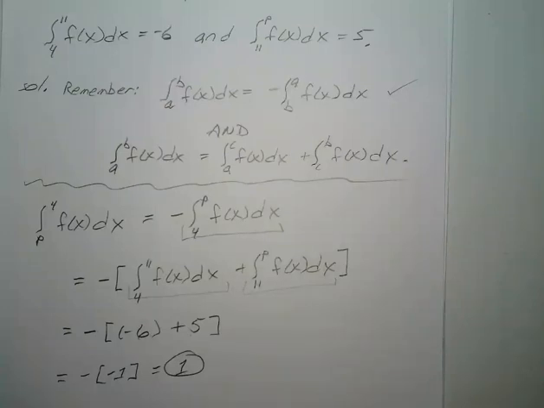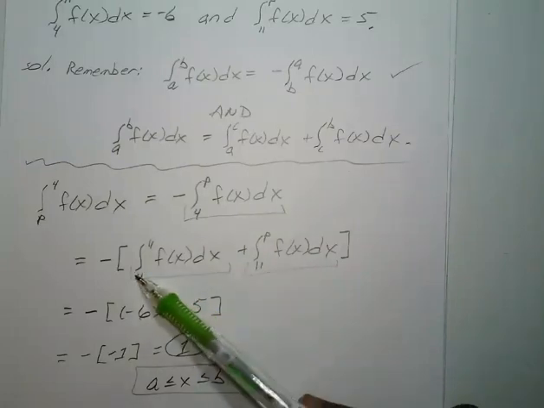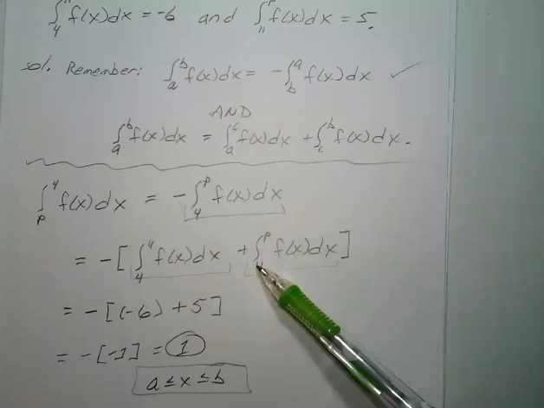Okay, so we know as long as our a is less than or equal to x and x is less than or equal to b, or our x is between a and b, this will be true. Okay, so in this case, we're going from 4 to 11, then 11 to p. So in this case, our p would have to be larger than 11.